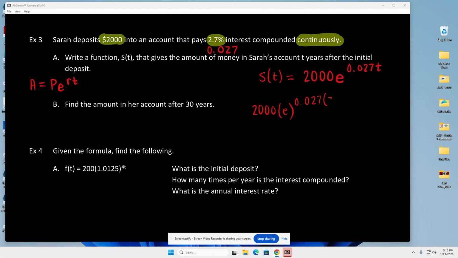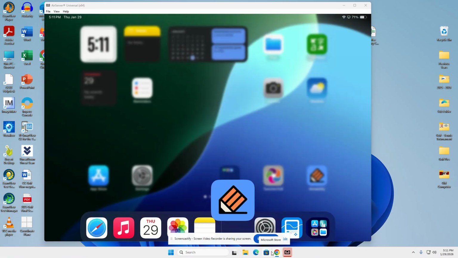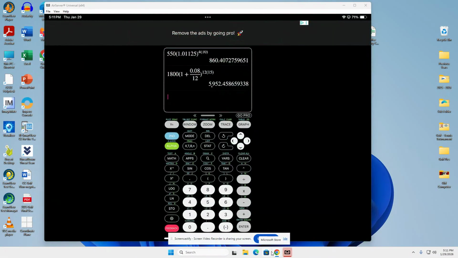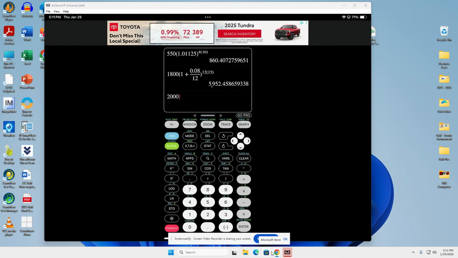0.027 times 30. So when I go to this calculator, I want you to see it. I'm going to type in 2,000. I'm going to use the second ln because it already has the exponent there. And then I put my 0.027 times the time, which we said, again, was 30. If I push equals, there's my answer.